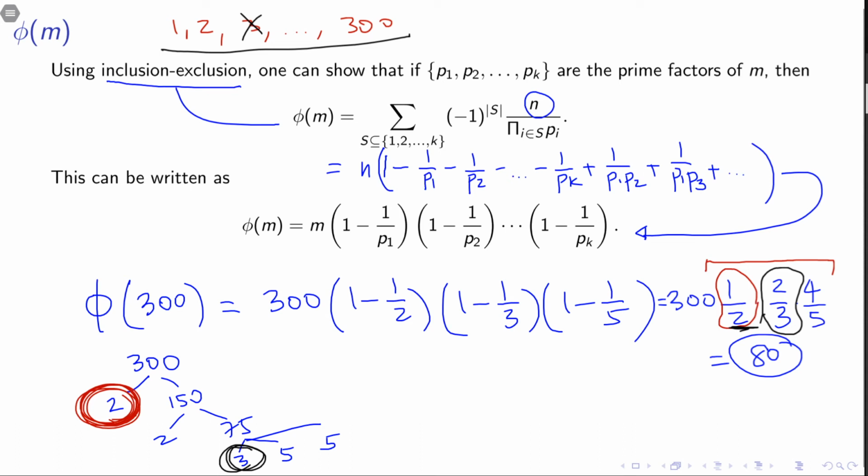And finally, you're going to be left with 4/5 of what remains, right? When you remove every fifth number or every integer that's divisible by 5. Right? So I like this formula because it makes sense to me, right? You're keeping the fractions of m corresponding to these prime powers.